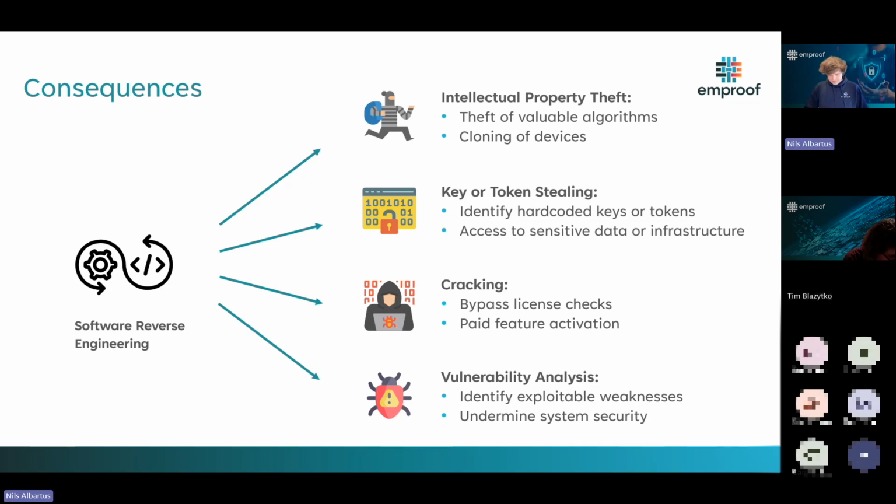Another thing, and this is about what we talked about in the beginning with the Tesla and BMW hack, is bypassing license checks, bypassing these paid feature activations. So finding vulnerabilities inside the binary, also maybe modifying the binaries to patch these checks away. This is what we call cracking. Cracking is a very serious consequence of all of this that is enabled by software reverse engineering. And finally, vulnerability analysis, so identifying exploitable weaknesses which can be used to generally undermine the system security.